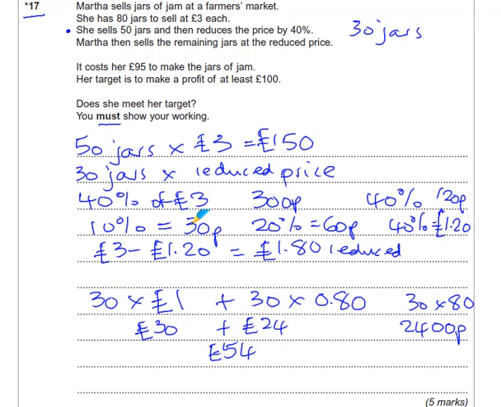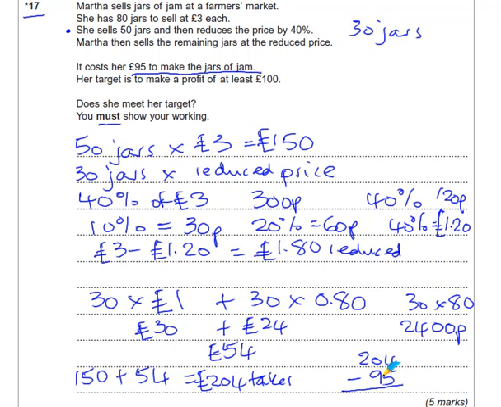So she takes £150 for the first 50 plus 54 is £204. Okay, now that's what she takes when she sells them. Her profit is the difference between the 204 and the £95 that we're told it costs her to make the jars of jam. So 204 take away 95.